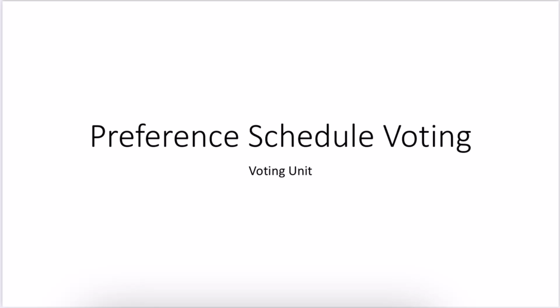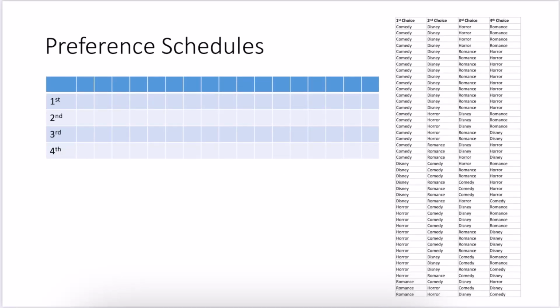Everybody, in this video we're going to talk about preference voting and how to use a preference schedule to summarize a preference vote. So the basic idea of preference voting is that whatever options you're voting between, the people who are voting are going to rank them in order from their first choice to their last choice.